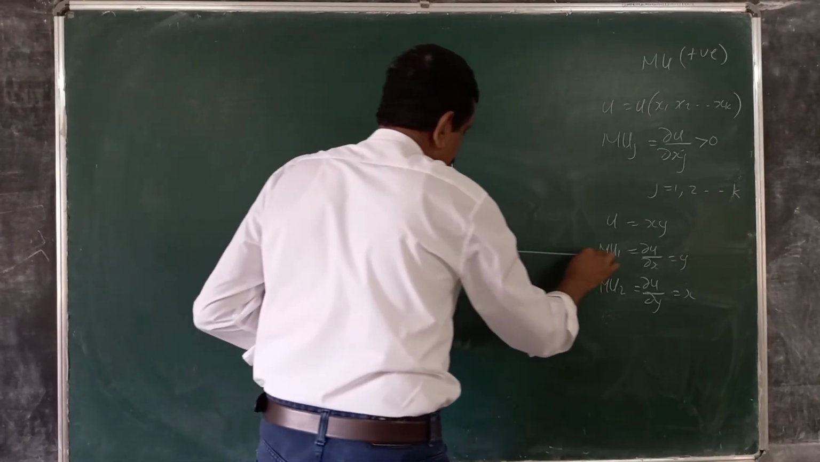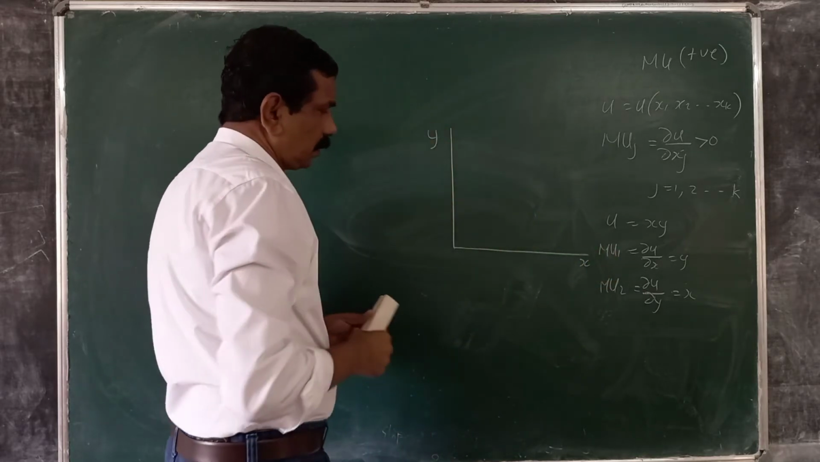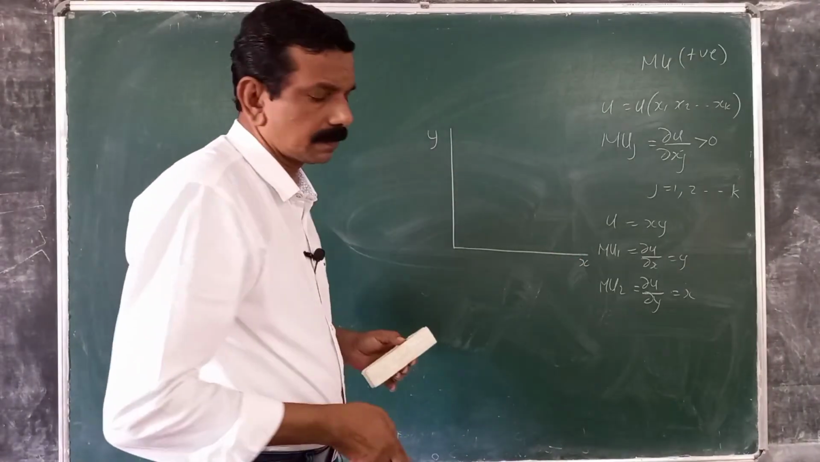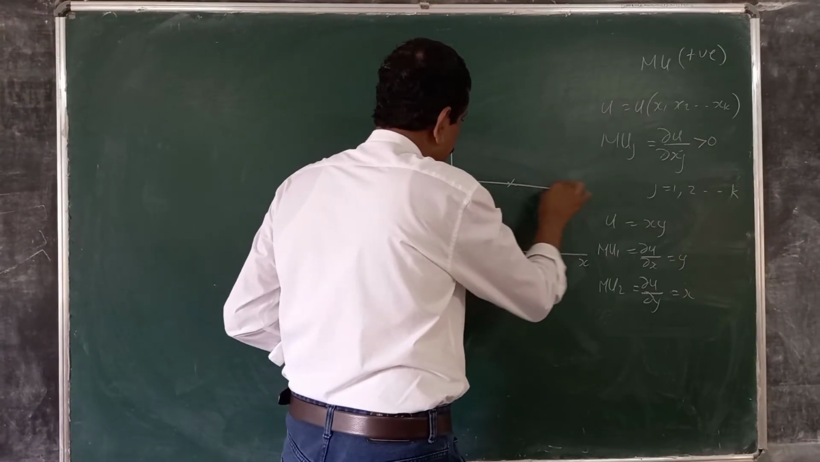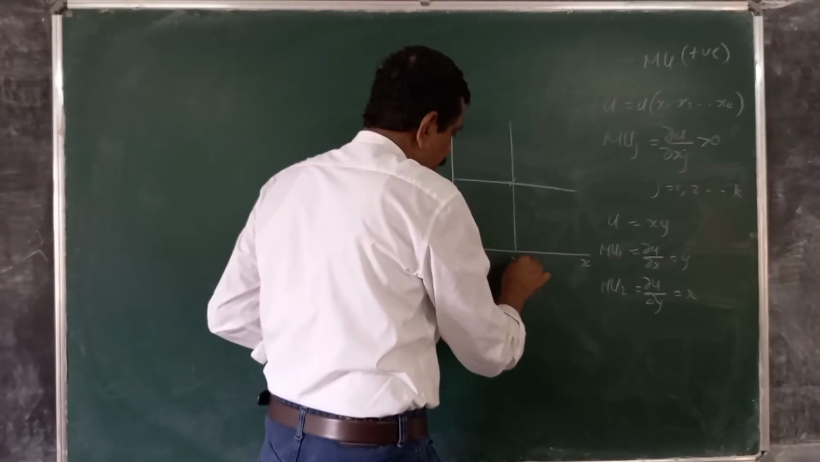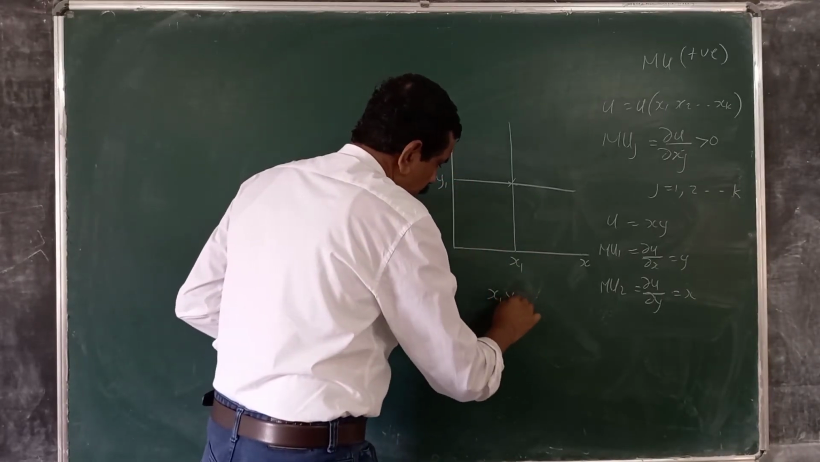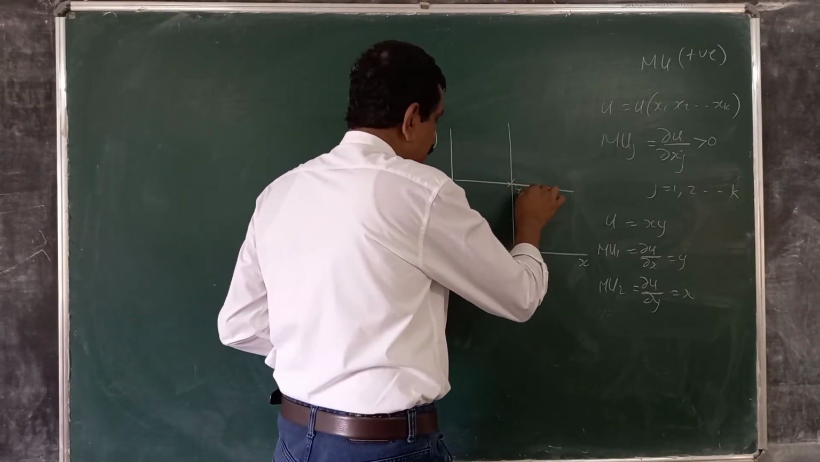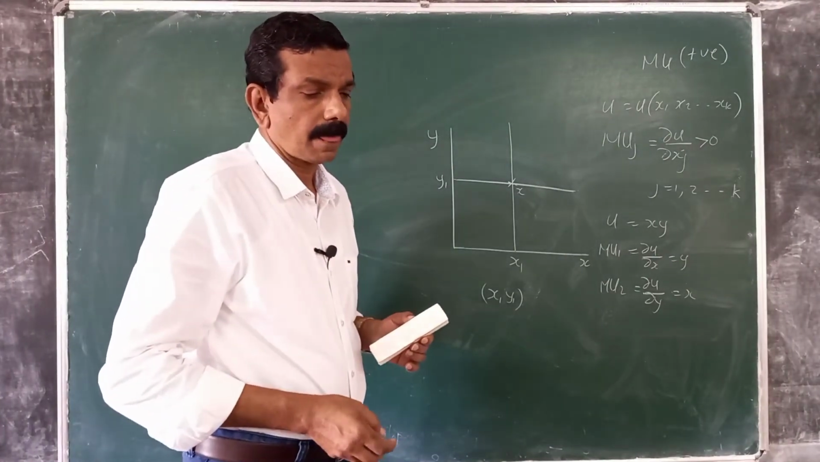Consider x and y, two commodities. You can take it as x, y or x1, x2 as your choice. You consider a point here. Consider a point x1, y1, a bundle x1, y1. Denote this bundle as X.